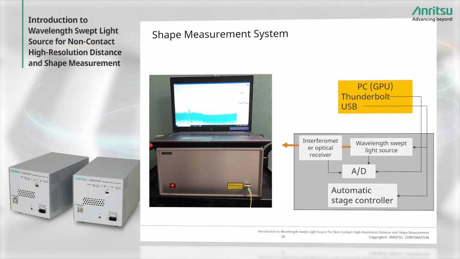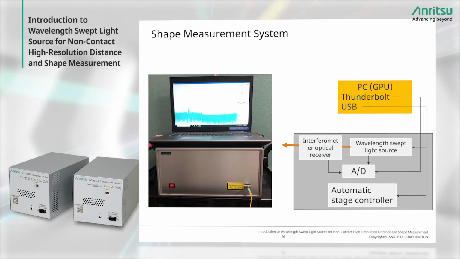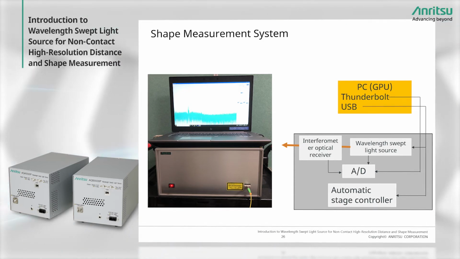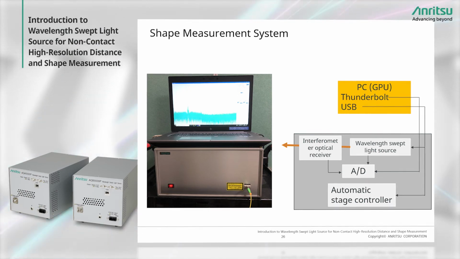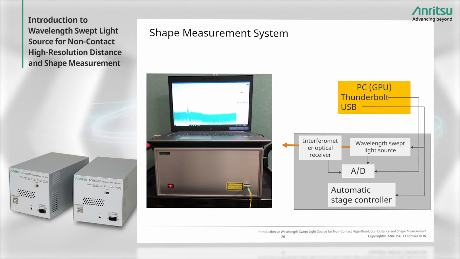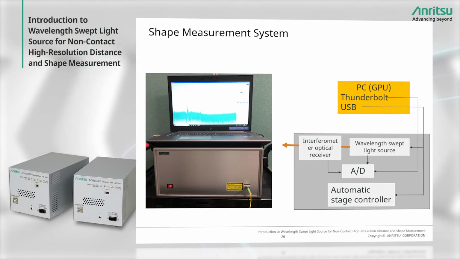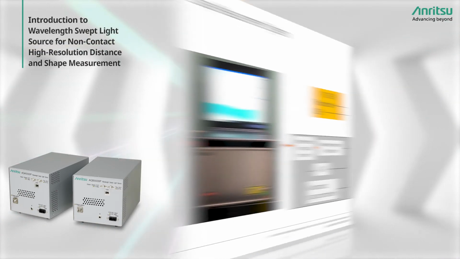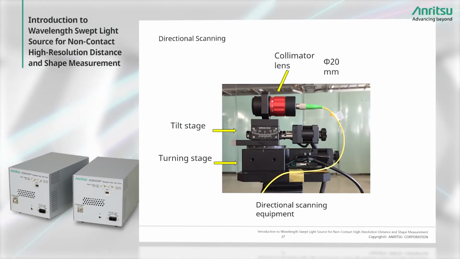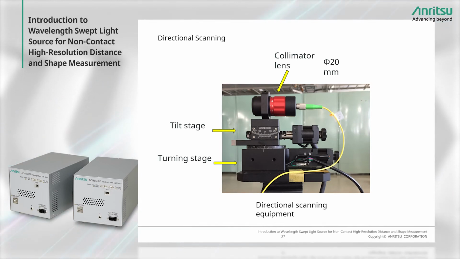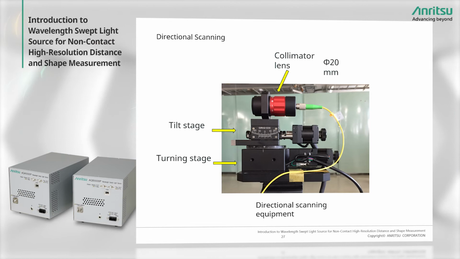This slide shows the external view and block diagram of this shape measurement system using OFDR technology. The top half of the photograph is a notebook PC workstation, and the bottom half is the wavelength swept light source with built-in interference optical receiver, AD converter, and automatic stage controller. This is the collimator lens with an aperture of 20 mm connected to an optical fiber. It has two automatic stages for tilting and turning to measure shape.